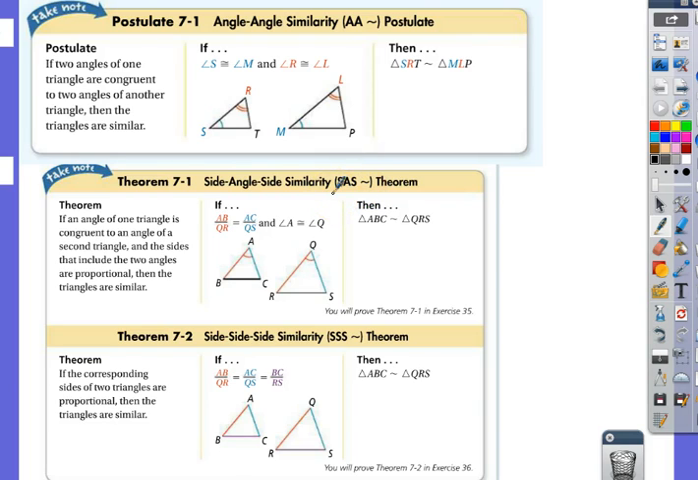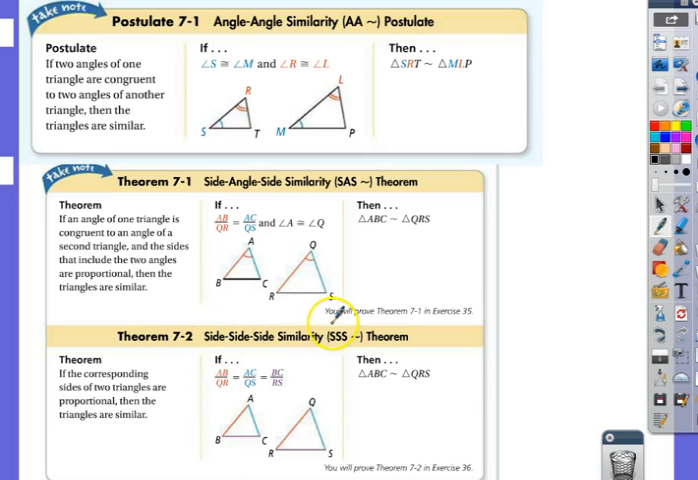The side-angle-side similarity is not like the side-angle-side congruency. Side-angle-side similarity means that two sides are proportional and the included angle is congruent. So here the angles would need to be congruent, and the red over the red should be proportional to the blue over the blue. So red over red equals blue over blue.